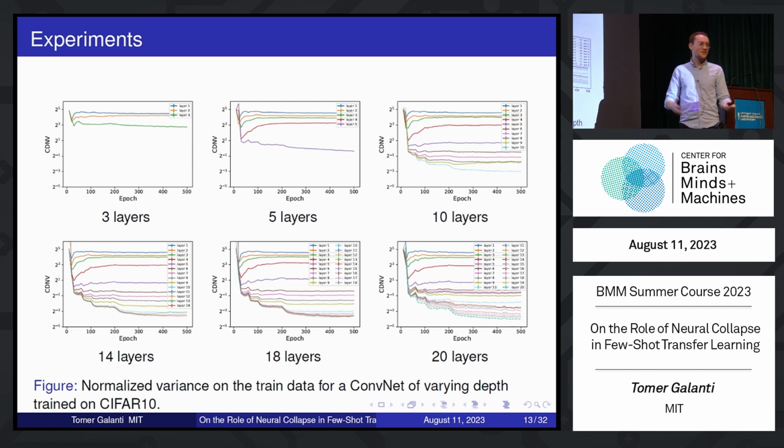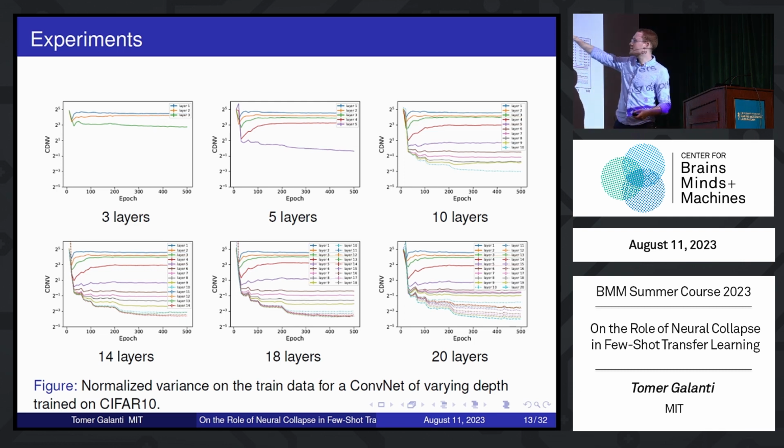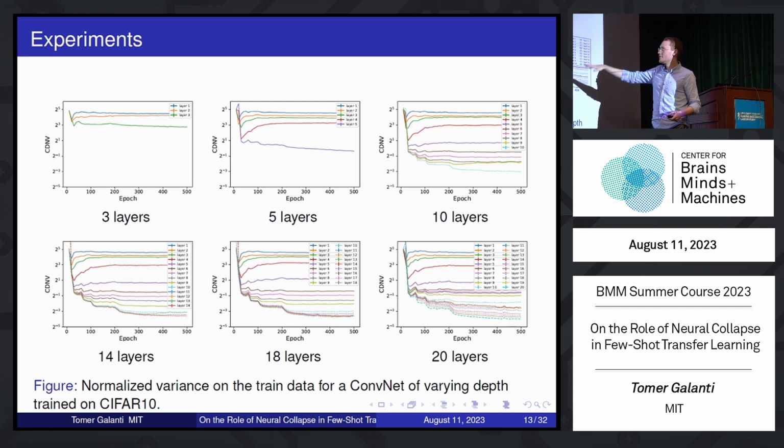Because we look at a slightly different notion of neural collapse, we looked at this quantity for neural networks of different depth, for 3 layers, 5 layers, and so on. And in each one of the lines, we plot the normalized variance on the training data for each one of the layers. And we can see that for sufficiently deep networks, the top layers tend to collapse. Okay, so it conforms with what was being talked about, that we see intermediate collapse. So the top layers have low values for this normalized variance, which means that we have this clustering.